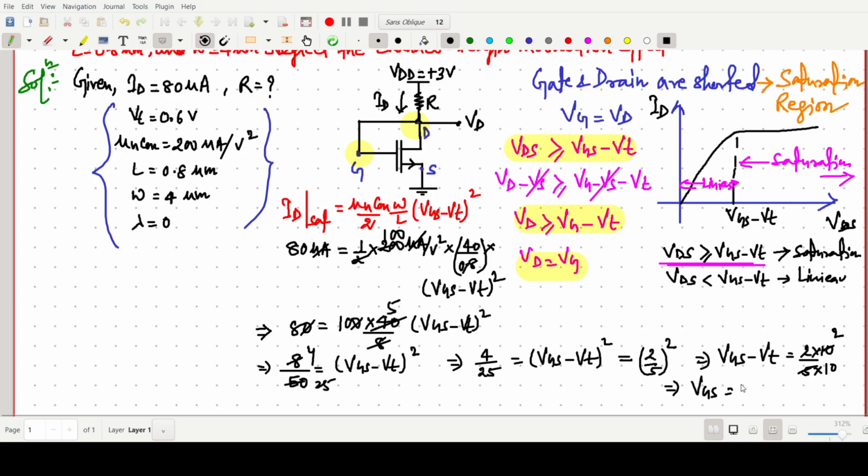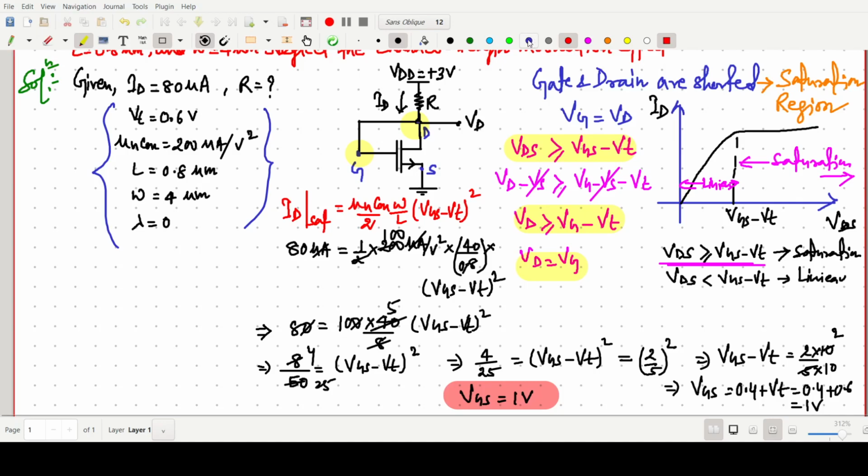So 0.4 minus VT, so it should be plus if we go like this. So 0.4 plus 0.6, so it should be 1 volt. So our VGS value will come 1 volt. So this one is the VGS value, 1 volt. Okay, now the VGS value is known to us.